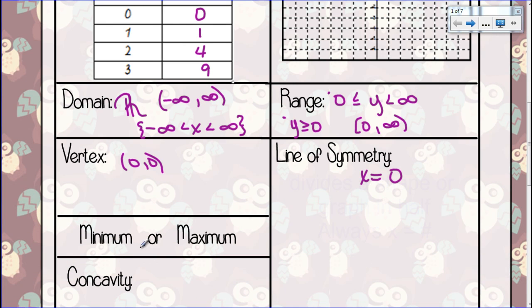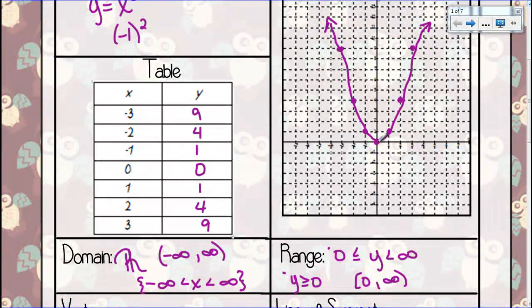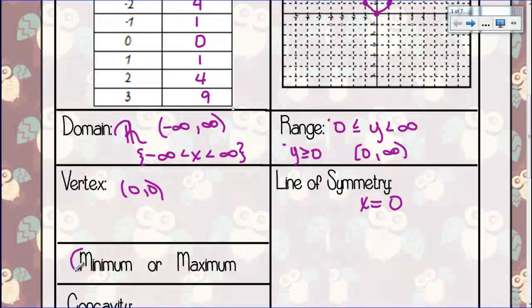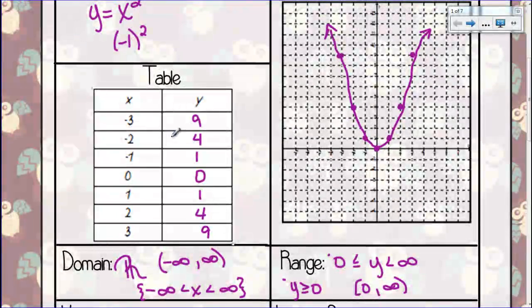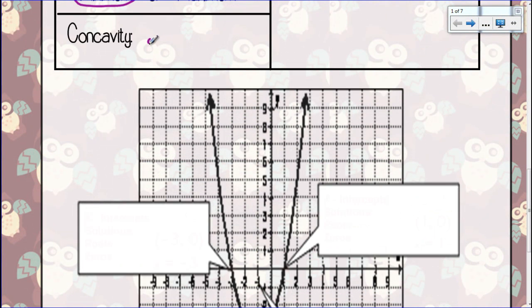And is it a minimum or a maximum? My vertex is what it's talking about. And so if you look at the picture, my vertex is the very lowest point on the graph, which makes it a minimum because it's the low point. And when it's talking about concavity, that last word that's on here, the concavity is talking about which direction does it open. This one opens up because my arrows are pointing in an upward direction. You could also have one that opens down, but in this one the concavity is up. And so we say this opens up.